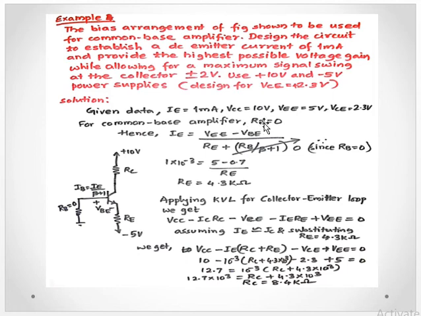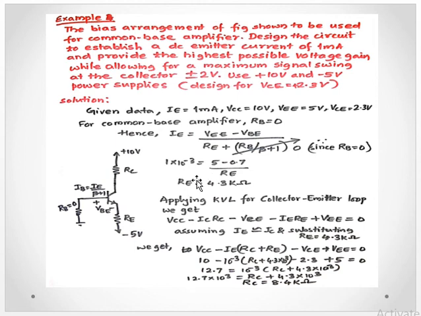For the common base amplifier configuration, RB can be neglected in the circuit. The base terminal can be directly connected to ground, so the RB value will be 0. In the emitter current expression, the RB divided by beta plus 1 term becomes 0, so you are left with VEE minus VBE divided by RE. VEE is 5 volt, VBE is 0.7, and IE is given as 1 milliampere, so you get RE as 4.3 kilo ohm.